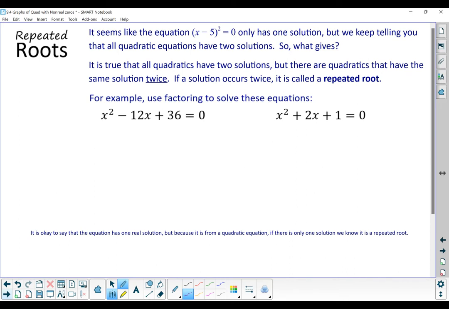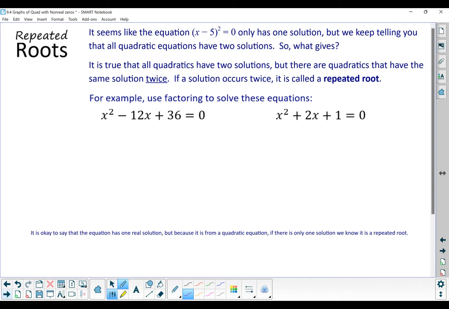Okay, so it seems like the equation x minus 5 squared equals 0 has only one solution. And I keep telling you over and over again, all quadratic equations have two solutions. It is true that all quadratics have two solutions, but there are quadratic equations that have the same solution twice. And when that happens, we call it a repeated root.